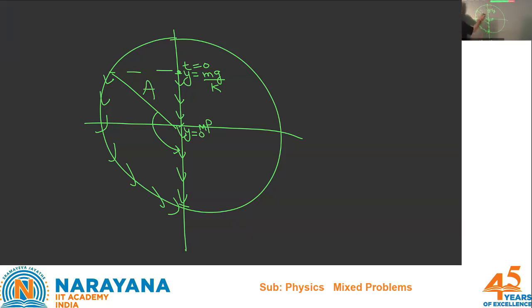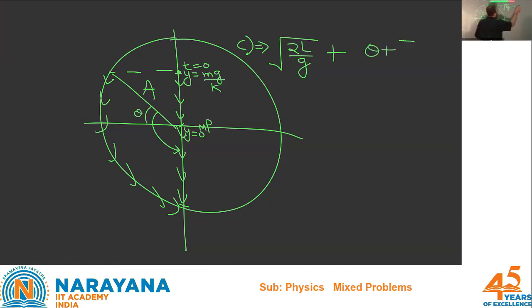So the answer for C part should be root 2L by g, which is the time in air, and plus the remaining time. So the remaining time is the phase angle. So if this angle is theta, it is theta plus pi by 2 divided by omega. Omega is root of K by M. That is my result.